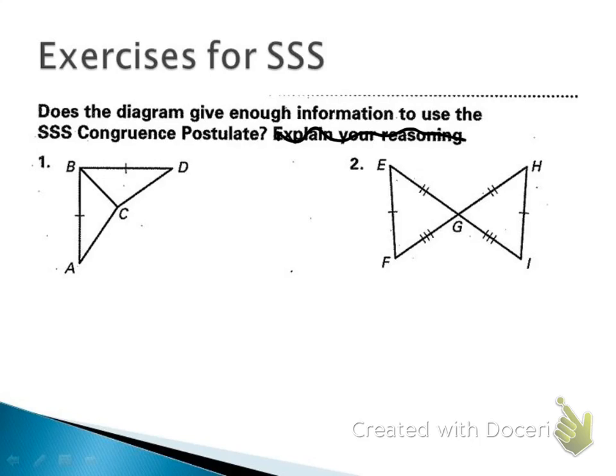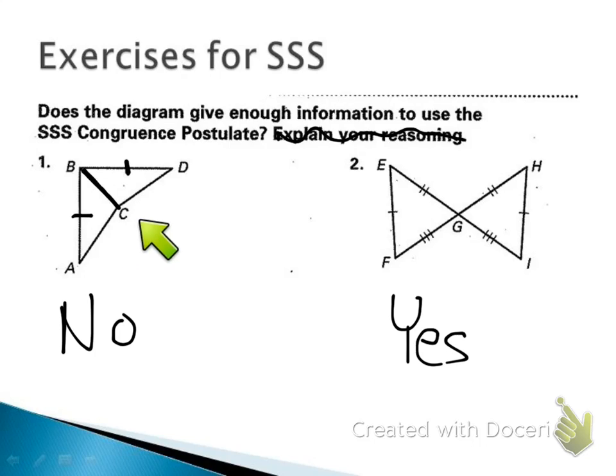All right, I'll give you a hint. One's a yes and one's a no. Do you guys know which is which? Second one is a what? Yes. Right. The second one is the yes. This one's a no. And the reason is, on the first one, I know that AB is congruent to DB. BC, it's the same segment, so it obviously has the same measure. But we don't know anything about the third sides of the triangles. So this is a no.